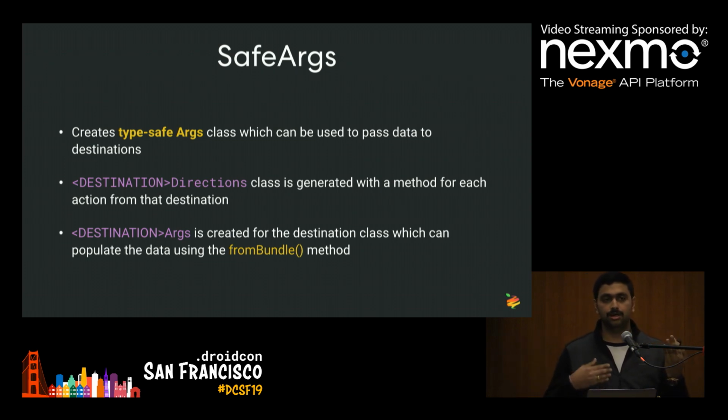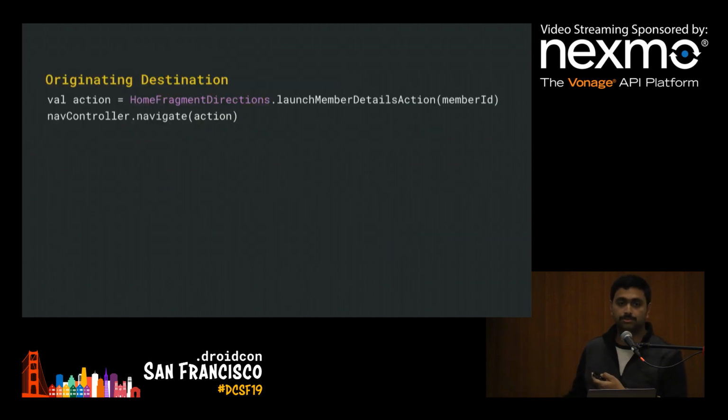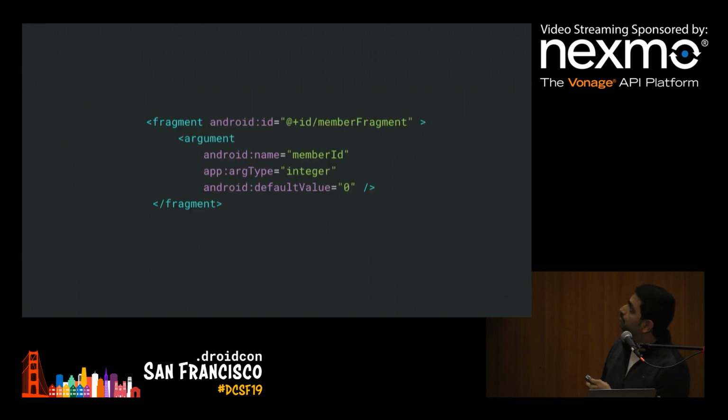The source destination has a generated class called the source destination name Directions, and it has a member. I'm just going to go into the example so that it's much clearer. Let's assume that we have a destination called HomeFragment. We have an action in HomeFragment called launchMemberDetailsAction, which launches MemberFragment. So you get a class called HomeFragmentDirections. It's automatically generated. And there is a method that's automatically generated as well, which takes in the arguments that you have already created. Remember this?